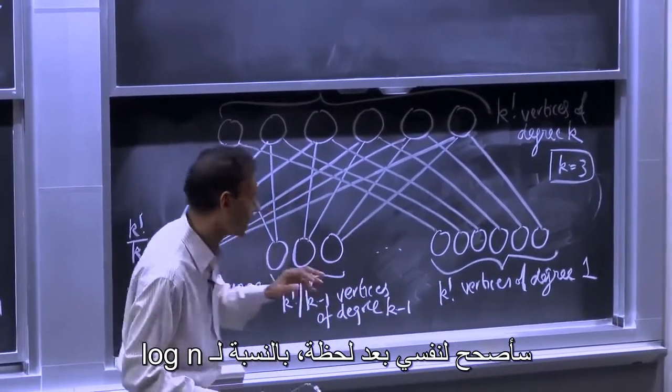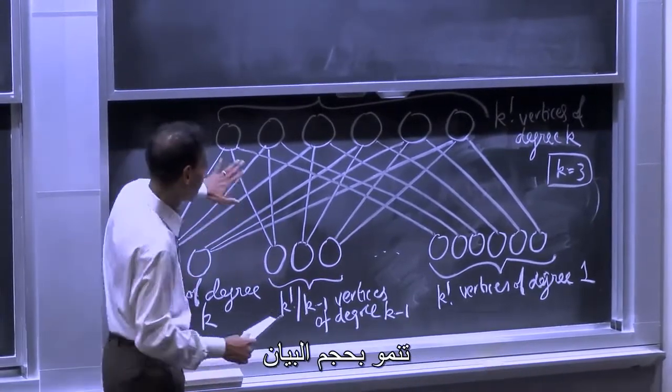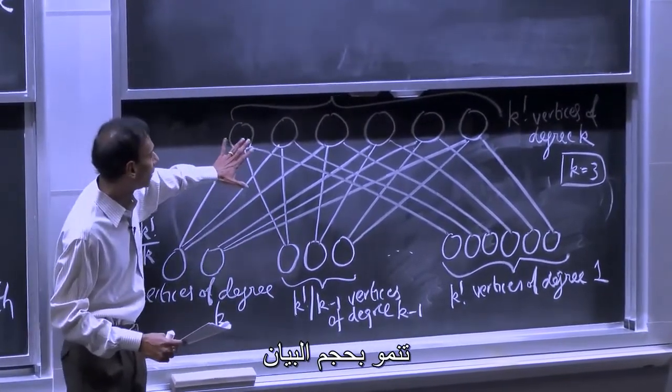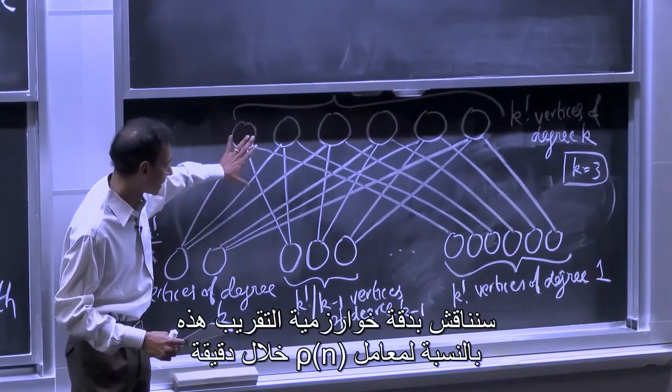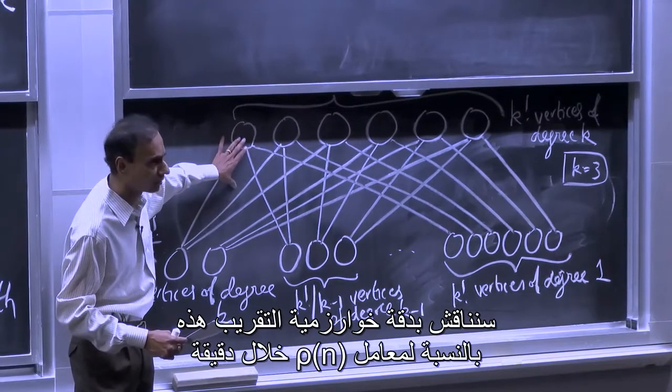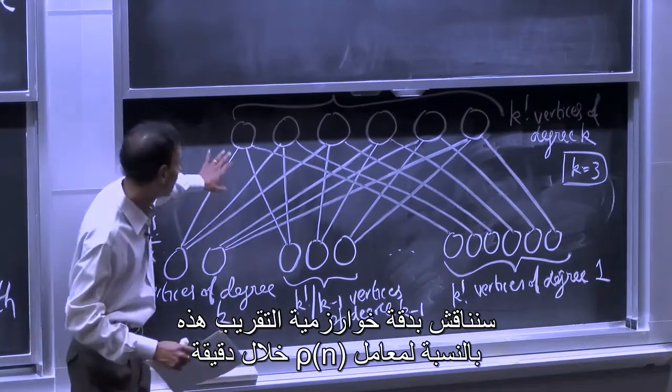I'll correct myself in just a second. In terms of log n, it does grow with the size of the graph, but I'll precisely tell you what this approximation algorithm is in terms of the rho n factor in just a minute.